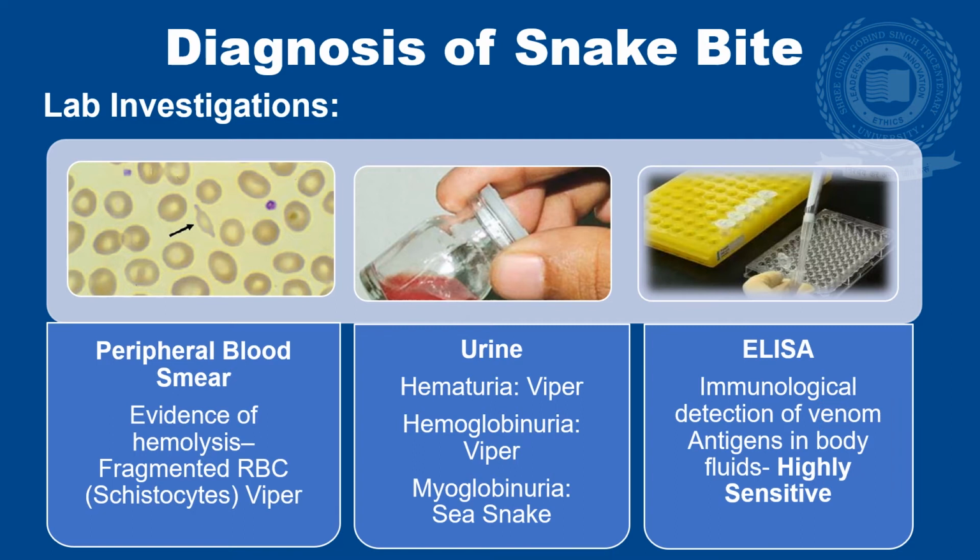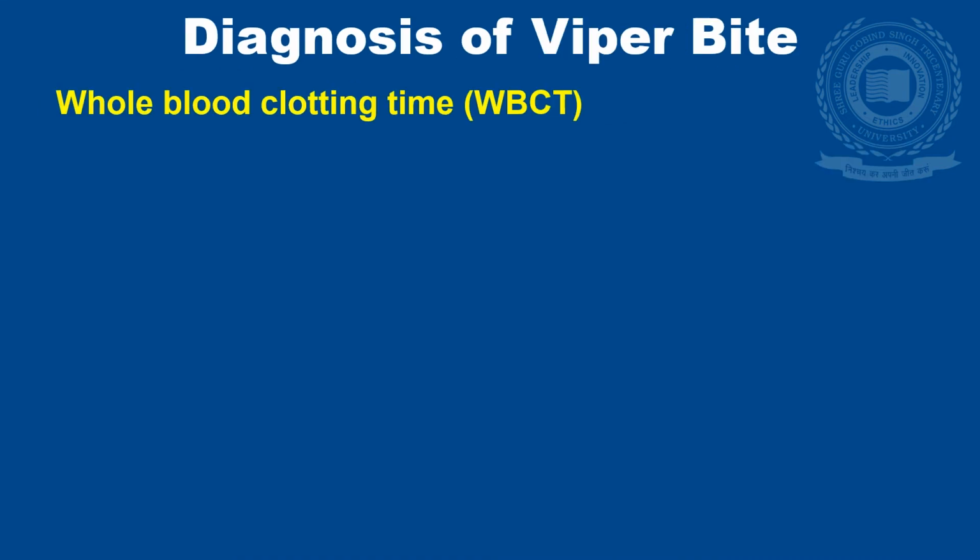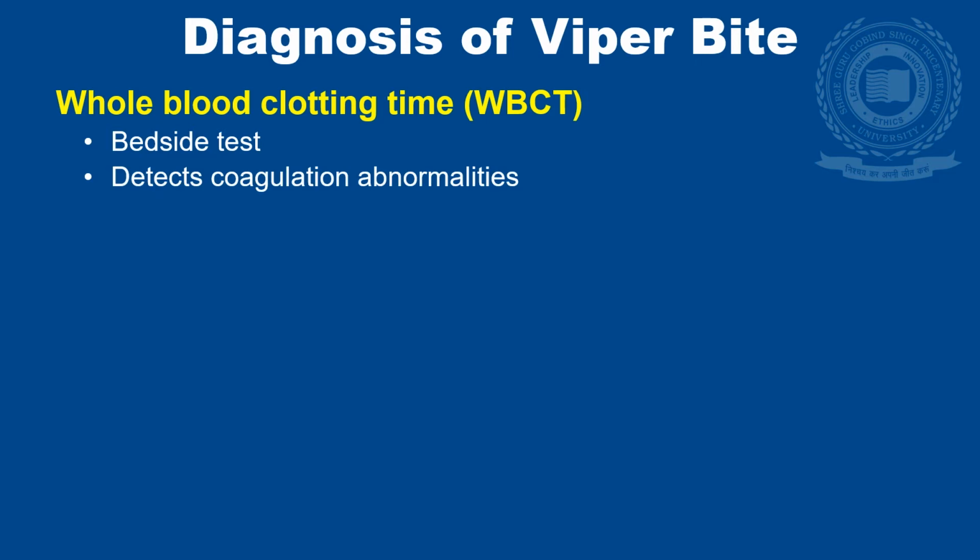Then we look for the ELISA test. ELISA test is a highly sensitive test. It detects venom antigens in the body fluids. Now we must know how to diagnose a viper bite. We do it by whole blood clotting time, commonly called WBCT. It is a bedside test. It detects coagulation abnormalities. In viper bite, we know that the coagulation time increases. That means bleeding will take place for more time.